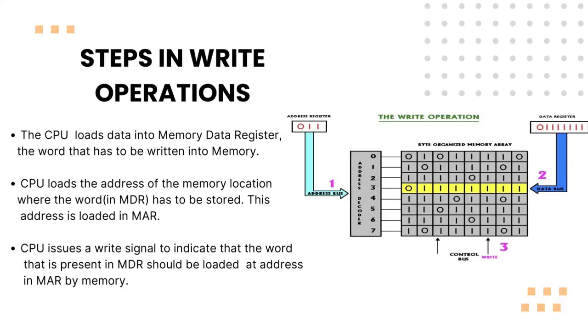Now we will see the steps in write operation. Firstly, the word that is to be written into the memory is loaded by CPU in MDR. Then CPU loads the address of memory location where the word has to be stored. This address is stored in MAR. Finally, CPU gives a write signal to indicate that the word written in the MDR should be loaded at address present in MAR by the memory.